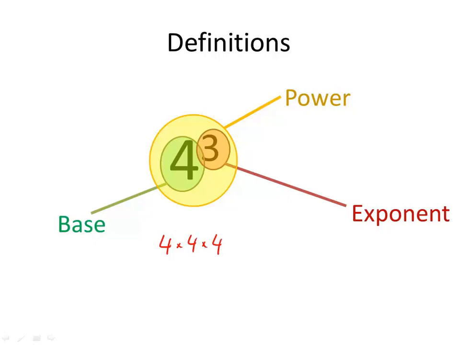We know that there's 3 of these 4s because it says so right there. We know that it's going to be 4 times 4 times 4. We know that the numbers that are being multiplied together are 4s because of the base right there. And these are the different parts of powers.